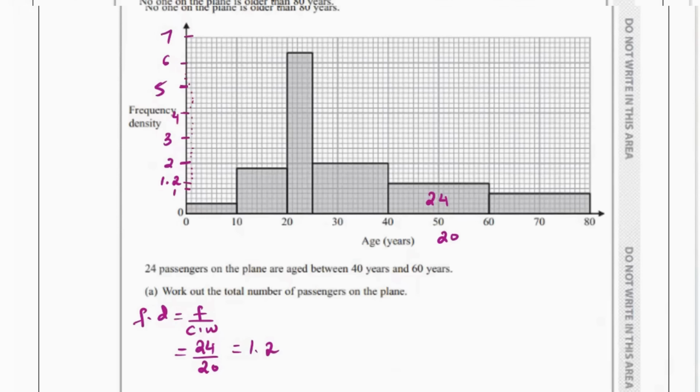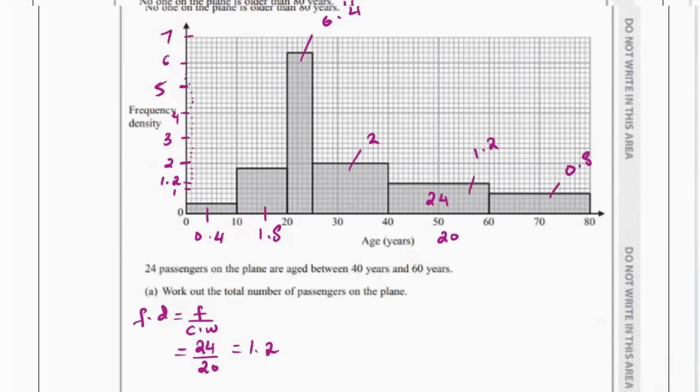So the frequency density for 0 to 10 is going to be 0.4. 10 to 20 is going to be 1.8. 20 to 25 is going to be 6.4. 25 to 40 is going to be 2. We know this is 1.2, and this one is going to be 0.8.